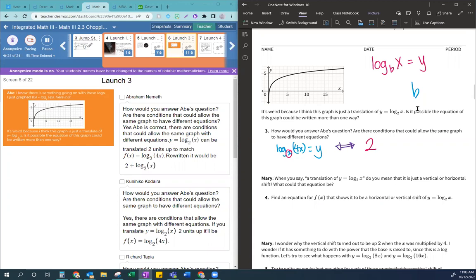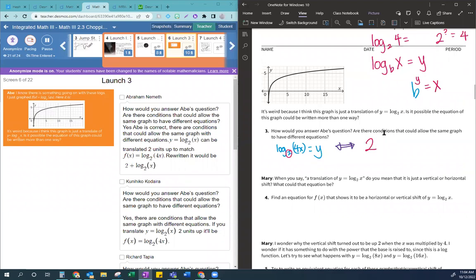No, it's not to the x. It's the other guy, right? If you think about log base 2 of, I don't know, 4, it's saying 2 to the what gives me 4. That's what this thing is saying. So b to the what? What am I going to put up here? Yes, y, right? So b to the y equals what? Yes, equals x.